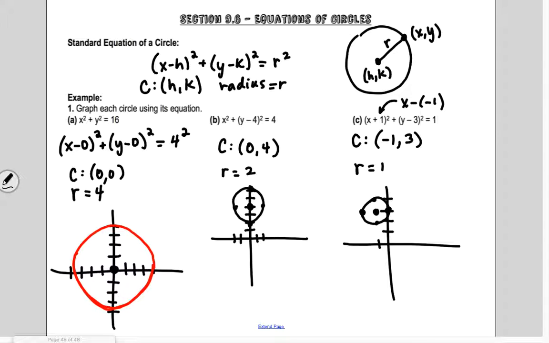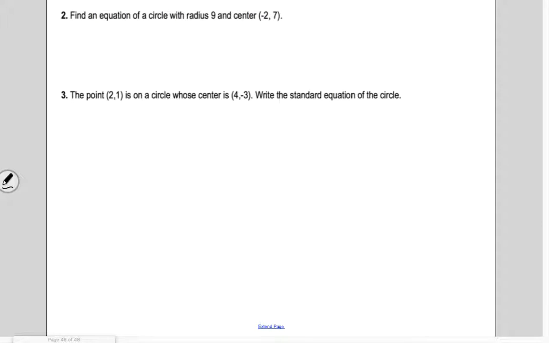Is this the easiest section ever or what? It's pretty easy. All right, number 2, find an equation of a circle with radius 9 and center (-2, 7). So that means that center is our (h, k) and our radius is 9. If we're plugging into the equation, we have (x minus h) squared plus (y minus k) squared equals r squared.